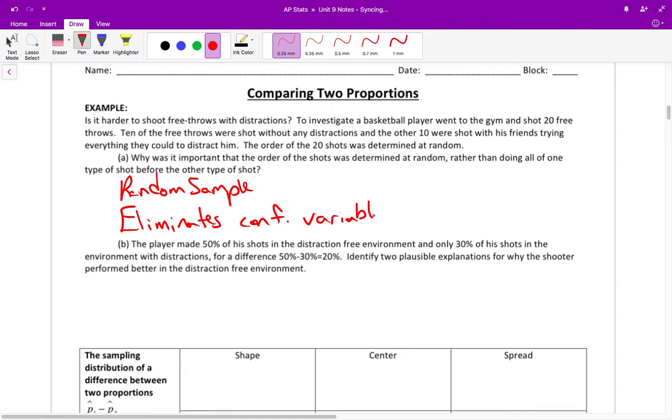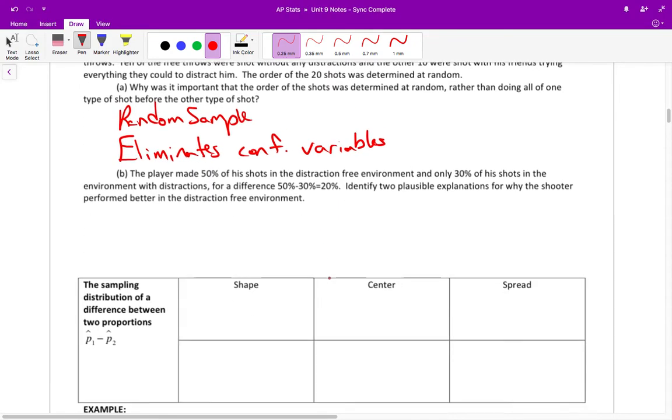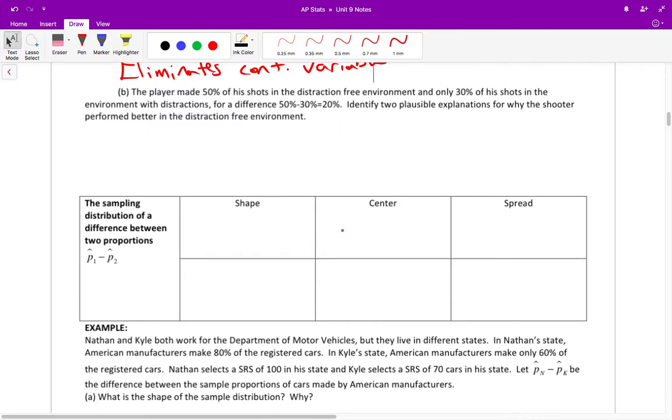Okay, now, part B. The player made 50% of his shots in the distraction-free environment and only 30% in the environment with distractions, for a difference, 50 minus 30, of 20%. Identify two plausible explanations for why the shooter performed better in the distraction-free environment. Well, the first one you should always answer, and this should be your answer every single time as far as why a difference could be, is that it could just be due to chance.